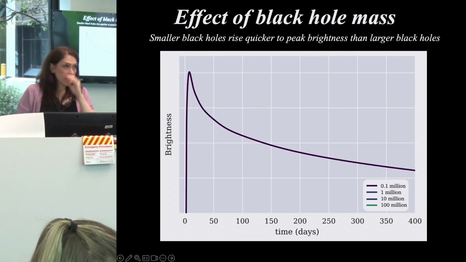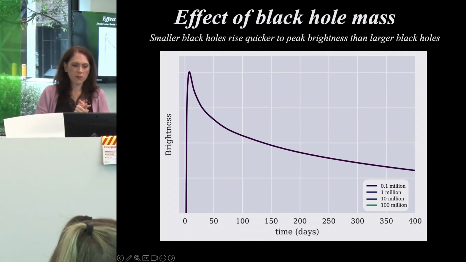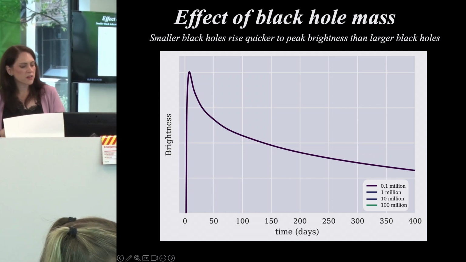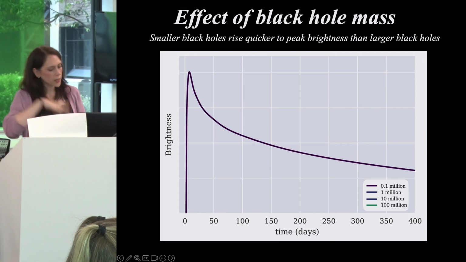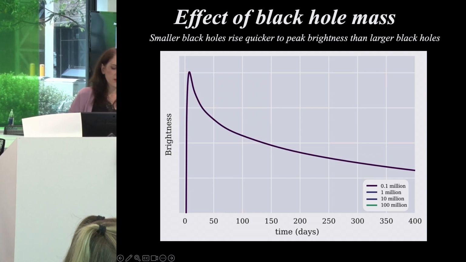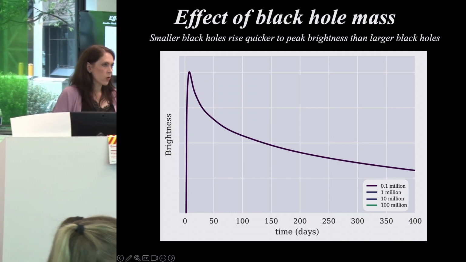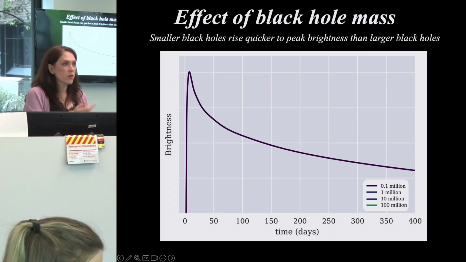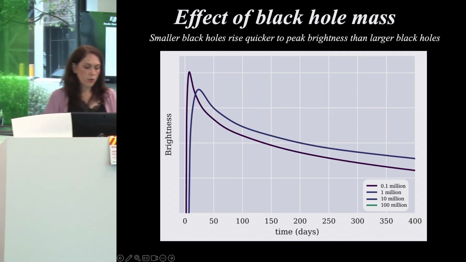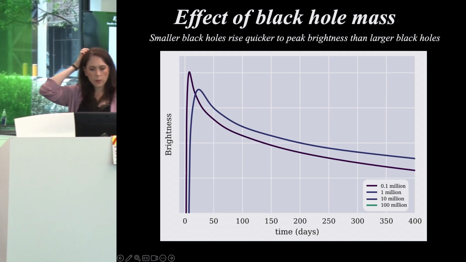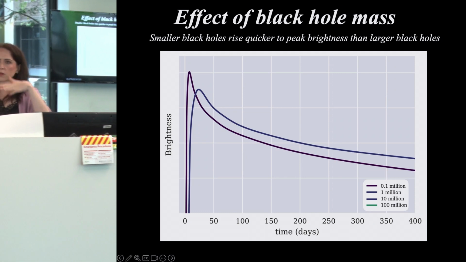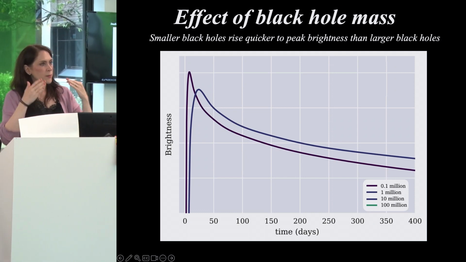Well, what we find is that if we plug in some properties of black holes and some stellar properties, smaller black holes actually rise much quicker to maximum brightness than the larger black holes that we're actually observing. So what happens here when we increase the black hole mass? In this plot, we've started off with a 0.1 million solar mass black hole. We can increase the black hole mass, and what we find is that the curve starts to stretch out, and the maximum brightness of the TDE emission also starts to become fainter.